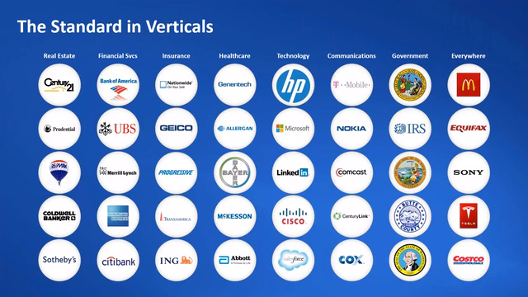Same time, the best places where we see a lot of DocuSign are definitely real estate, financial services, insurance, healthcare, technology, communication, government. But at the end of the day, you can see it everywhere. From McDonald's to Tesla, you can see that they're using DocuSign today for signing different processes internally.